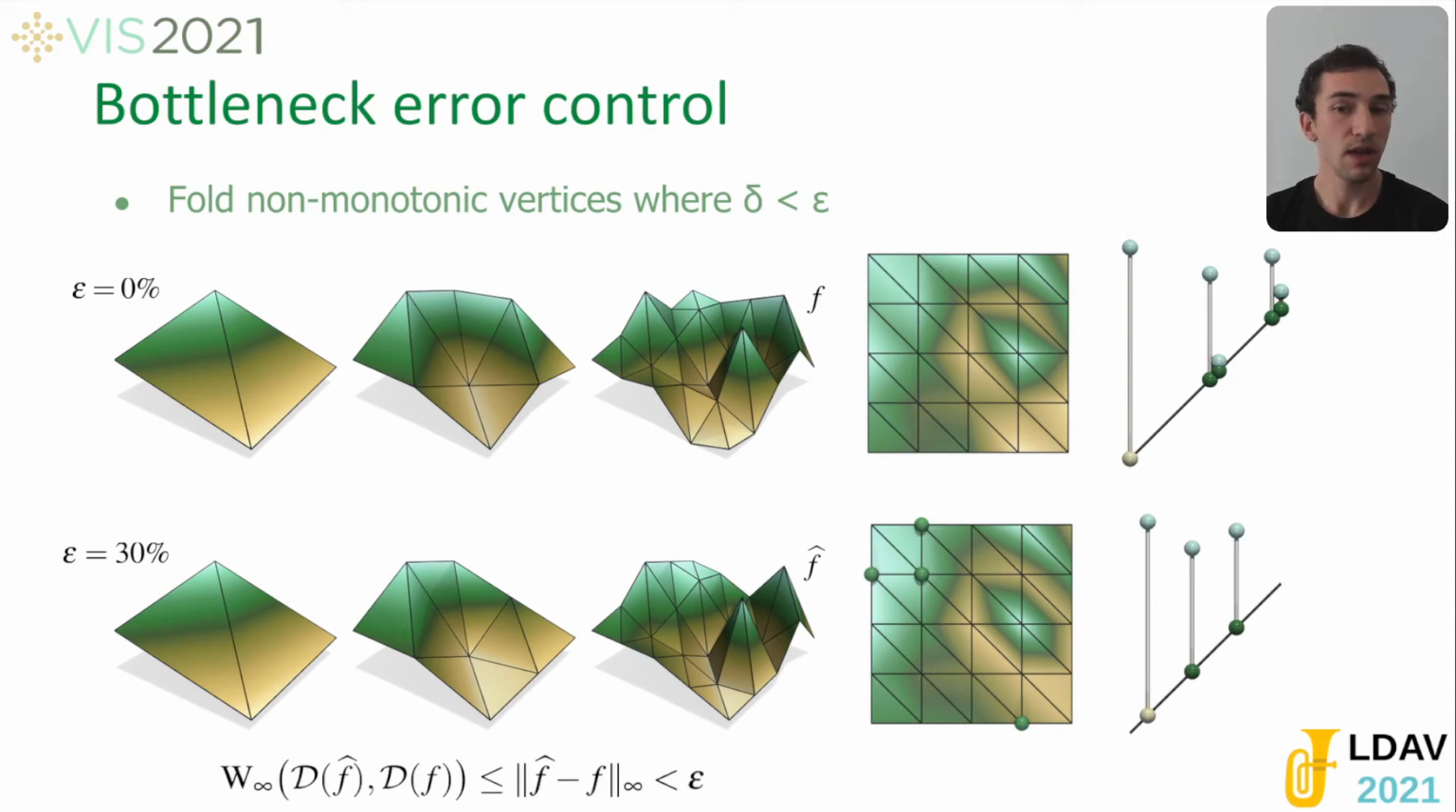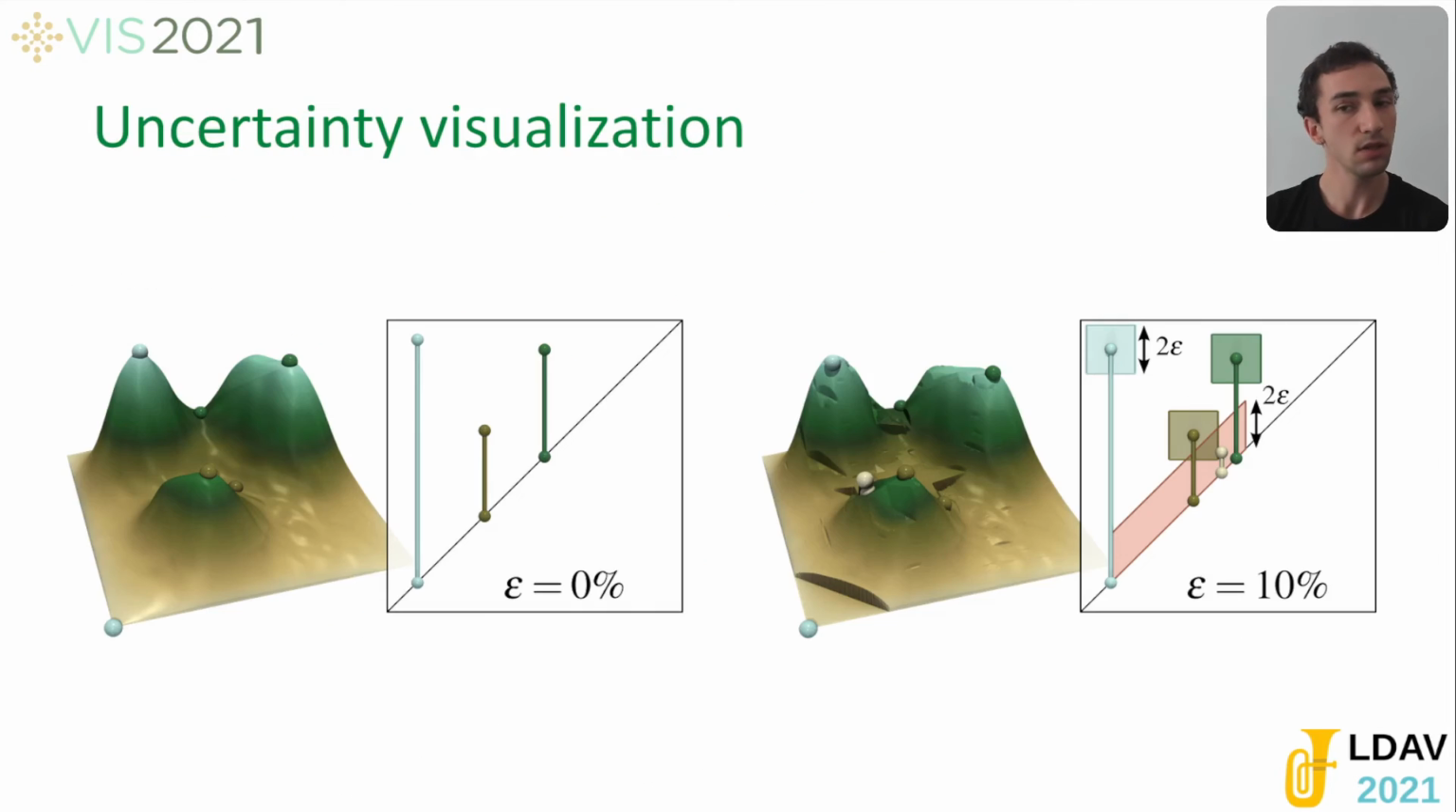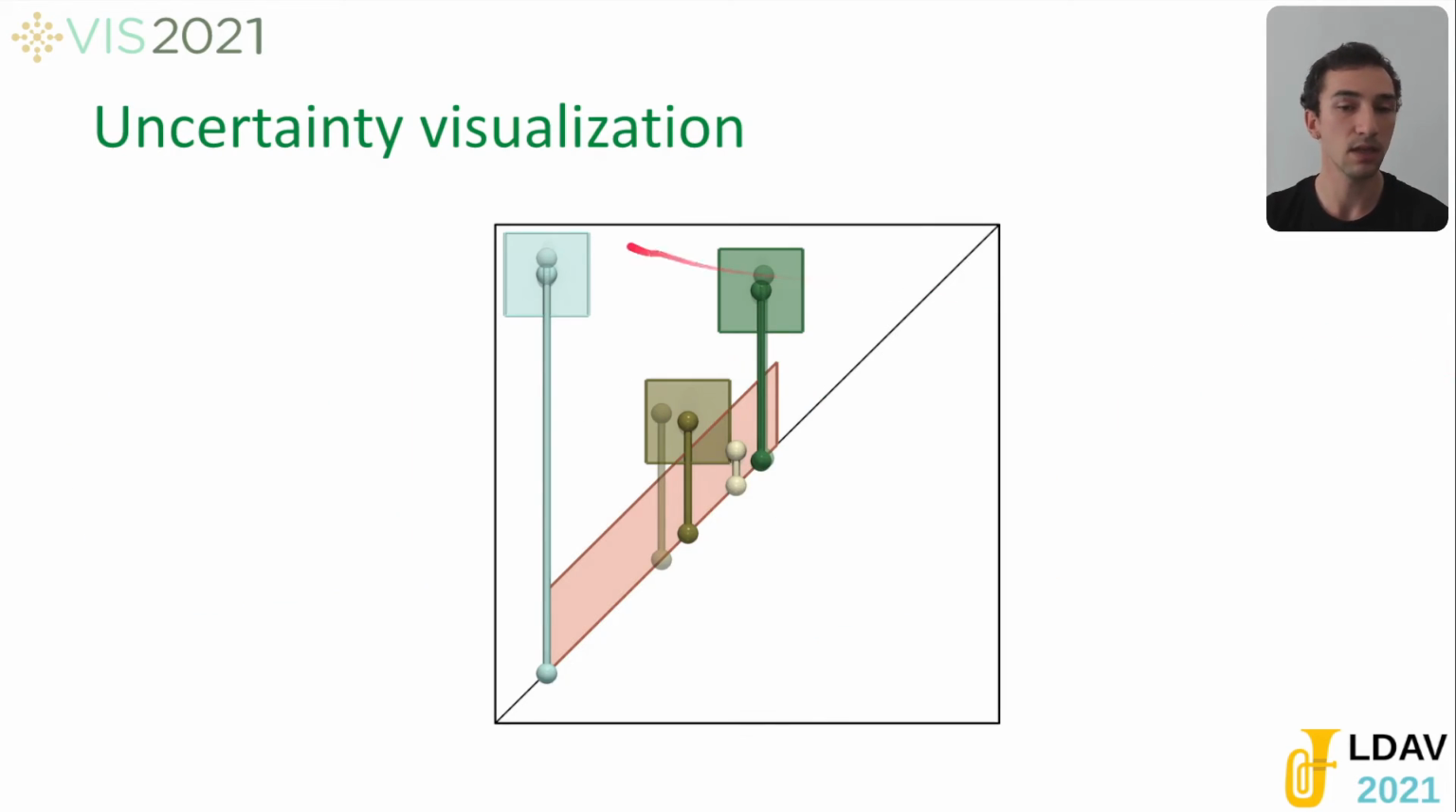We can visually convey the uncertainty related to our approximation directly in the persistence diagrams. For this, we use a red band of height 2 epsilon near the diagonal to indicate an uncertain zone where the persistence pairs may not exist in the exact diagram, like the small white pair. And in contrast, all the pairs that are above this band are guaranteed to exist in the exact diagram. And their correct location is bounded by a square of side 2 epsilon. So the exact pairs, here shown in transparent, are guaranteed to be in these squares.